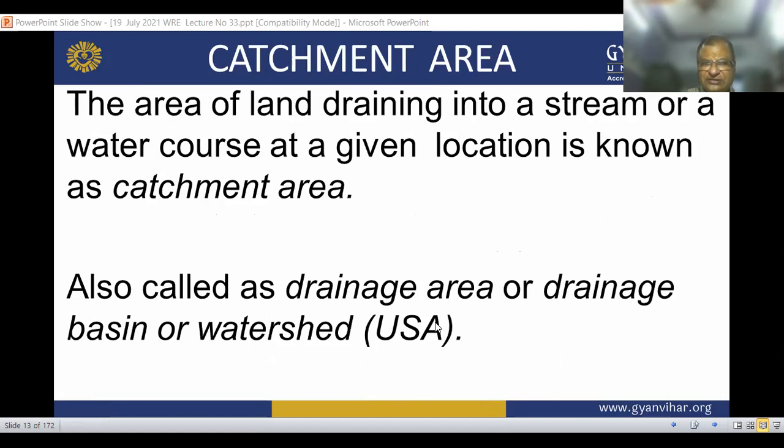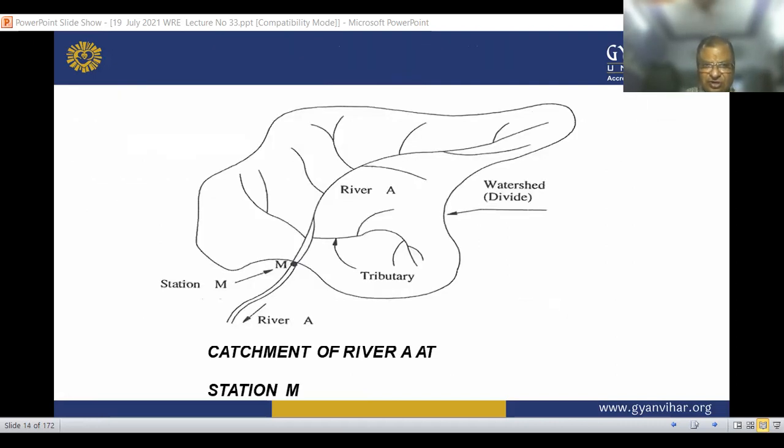So first we will discuss what the catchment area is. The area of land draining into a stream or a water course at a given location is known as the catchment area, also called a drainage area, drainage basin or watershed. So this is the catchment of the river area.